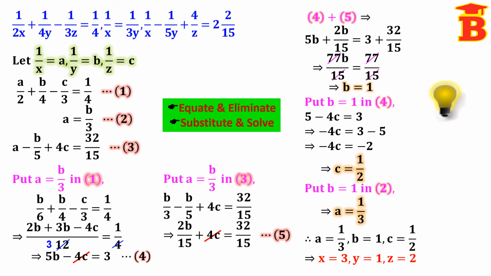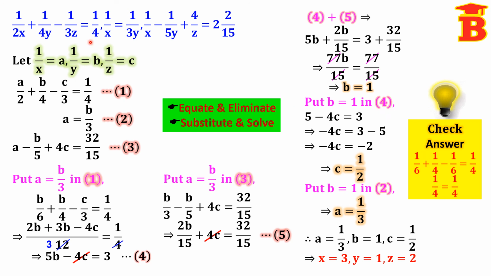We can check the answer. Substitute in any one of the given equations. I am taking the first equation. Here 1/2 into x value 3, so that is 1/6, plus 1/(4y), y value 1, so this is 1/4, minus 1/(3z), z value 2, so 3 into 2, 6, so this is 1/6, equal to the right hand side 1/4.